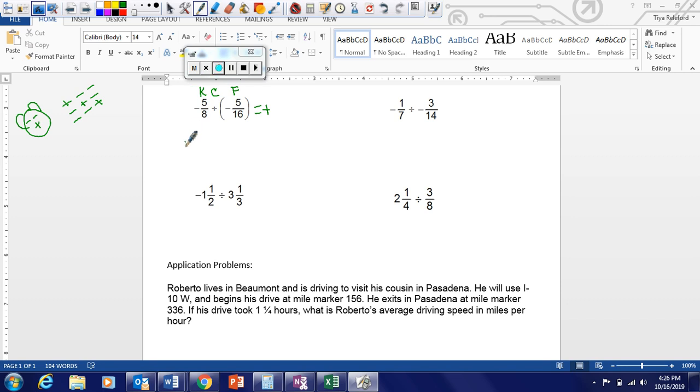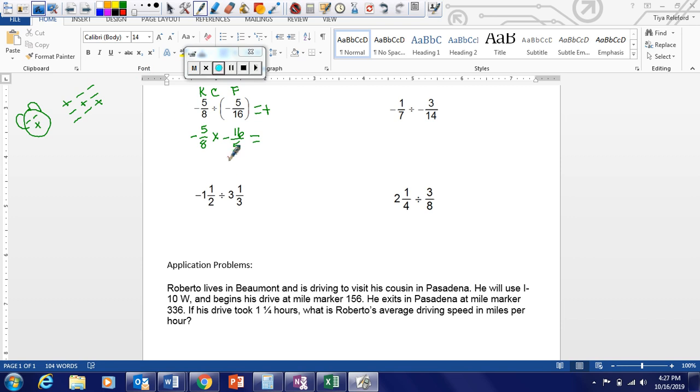Never, never, never change the first number. So keep 5/8, change to multiplication, and flip 16 and 5. Now I can multiply across. Now, you've got to go back to yesterday's lesson, and remember, we can simplify before we multiply.